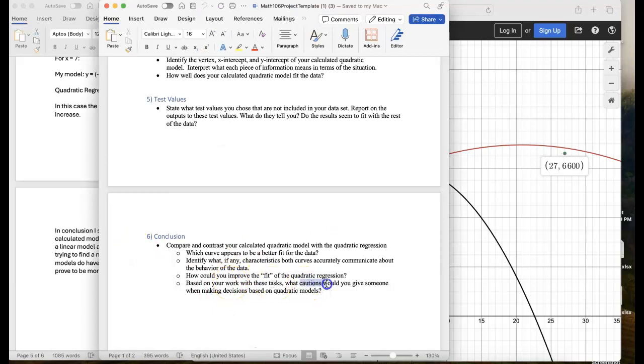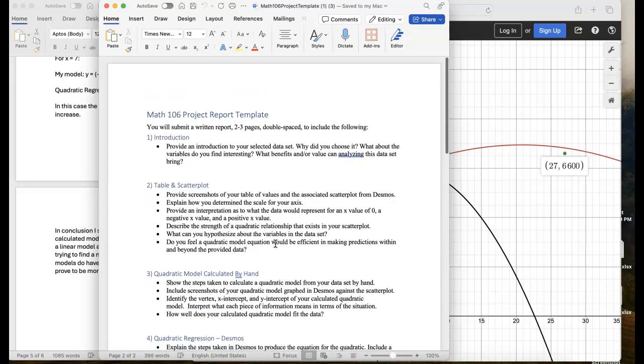But then it says, what cautions would you give? No model is going to be perfect unless something is perfectly linear, which very few things in life are perfectly linear or perfectly quadratic. Then it's going to be an approximation. And I think that's the important thing to know about regression, that it's an approximation. It's close. It's going to give us a good estimate. And sometimes that's all we need is a good estimate. And so that's the value. But if you're looking for an exact value, then a regression is probably not what you're looking for. But this just gives you a way to conclude.